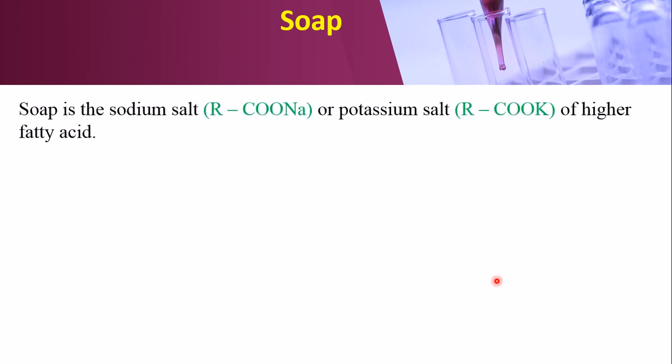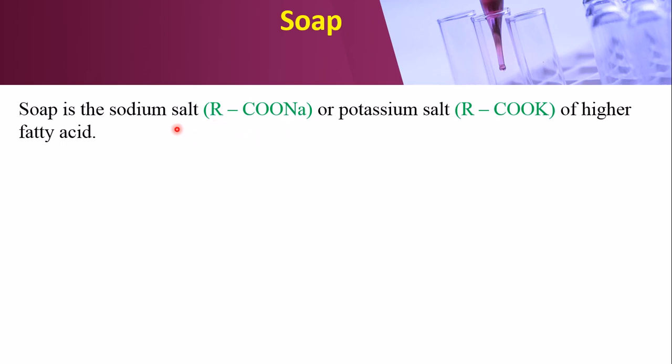Soap. All you know about soap. Soap is used for cleaning our body while bathing and also for cleaning the clothes. But do you know this soap is a chemical substance? Actually, soap is the sodium salt or potassium salt of higher fatty acid. That means soap is the salt of fatty acid and the fatty acid has higher carbon number.